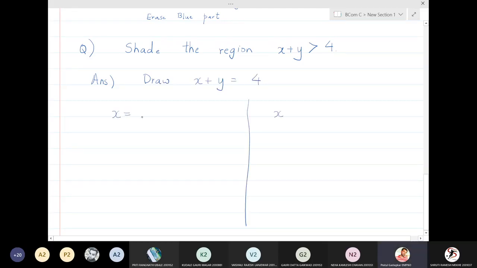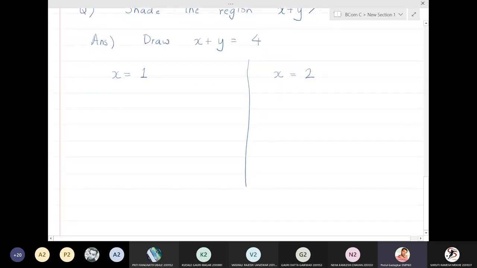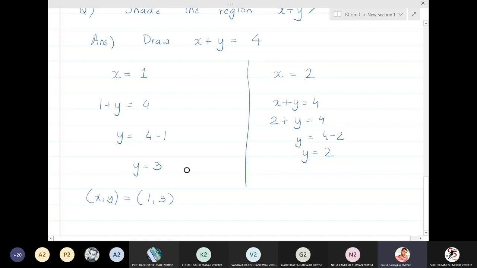Suppose I take x equal to 1, and if I take x equal to 2, what will happen? 1 plus y equal to 4, and therefore y will be equal to 4 minus 1, and therefore y equal to 3. Here if I put x equal to 2, I will get 2 plus y equal to 4 and y is equal to 4 minus 2, so y is equal to 2. So what is the pair over here in the set? The pair x comma y is 1 comma 3 and the pair on the right hand side is x comma y is equal to 2 comma 2.